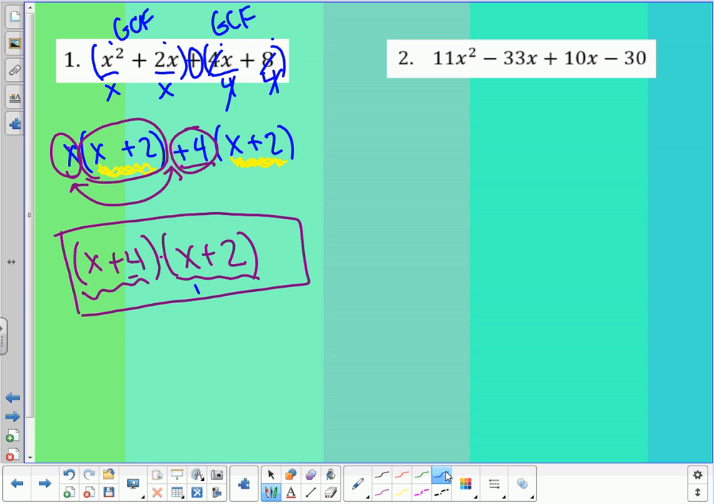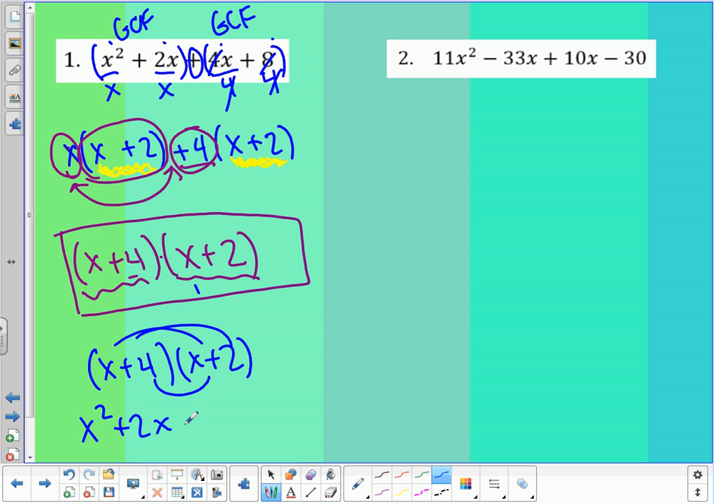If you're confused and looking at this, like how in the world did she go from this set of 4 terms down to these 2 binomials? Let's think about FOILing that back. If I FOIL that back, first times first is x squared, outside x times 2 is 2x, inside x times 4 is 4x, and last 4 times 2 is 8. There's my 4 terms, x squared, 2x, 4x, and 8. There they all are.